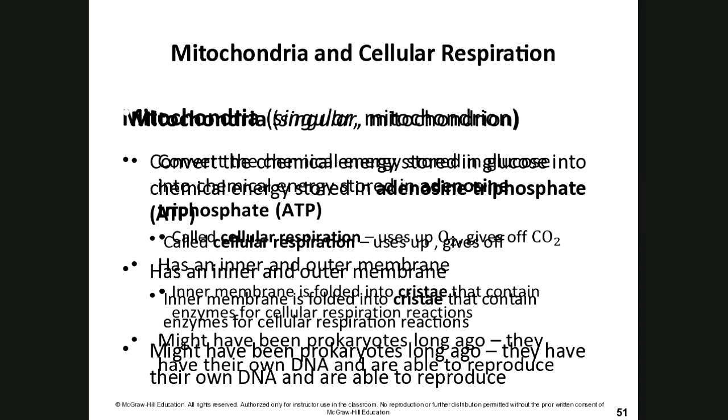Through the process of cellular respiration, with the help of the mitochondria, we're able to convert chemical energy stored in glucose into other types of energy in the form of ATP, or adenosine triphosphate.